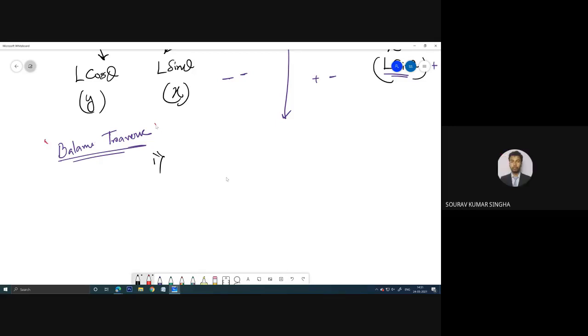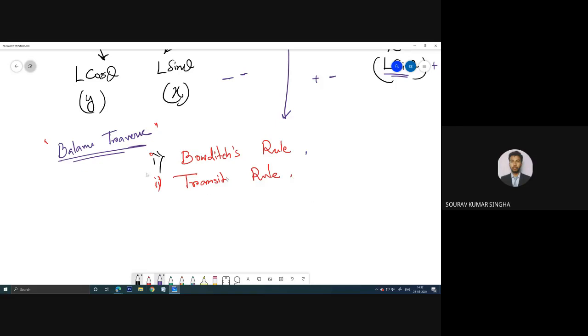Okay, not an issue. Very simple. Look, how we can balance the traversing, that means how we can eliminate the error in a traverse. There are three different methods. Now as per your syllabus we have two methods. One is Bowditch rule and the second one is transit rule. Everyone, look carefully.